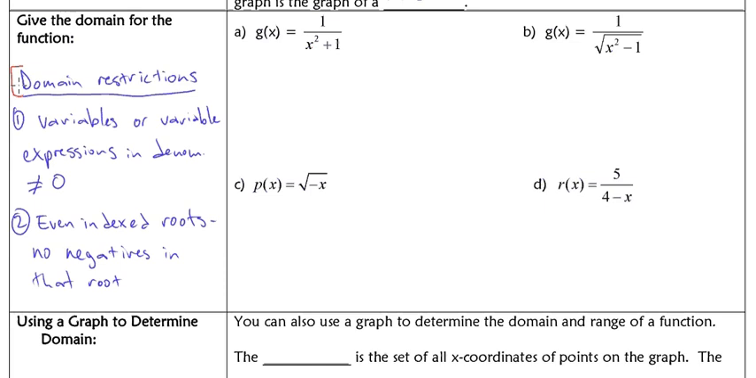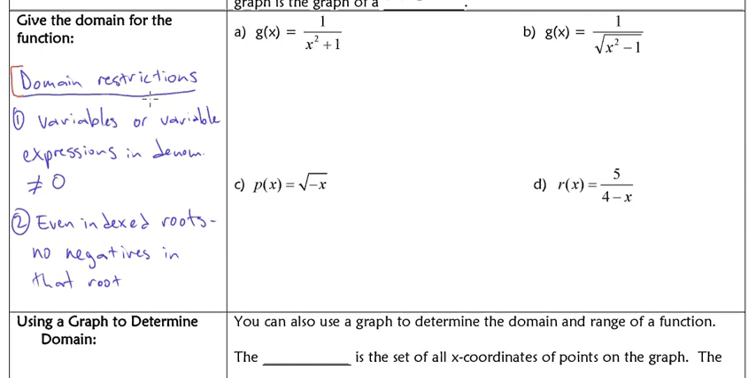One, the variables or the variable expressions in the denominator can't equal zero. The variable itself can be equal to zero as long as there's some other stuff going on. For example, if you glance at A right now, x could be zero because zero squared is zero, but zero plus one gives you one in the denominator. So it's okay if the variable itself is zero, as long as the denominator doesn't equal zero. You need to make sure that whatever value of that variable would make the denominator equal to zero, that is going to be a restriction, something that can't be in the domain.